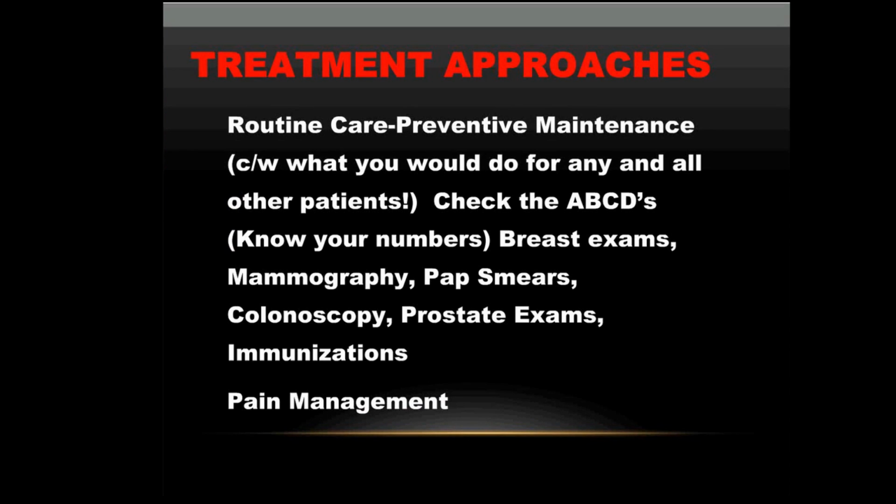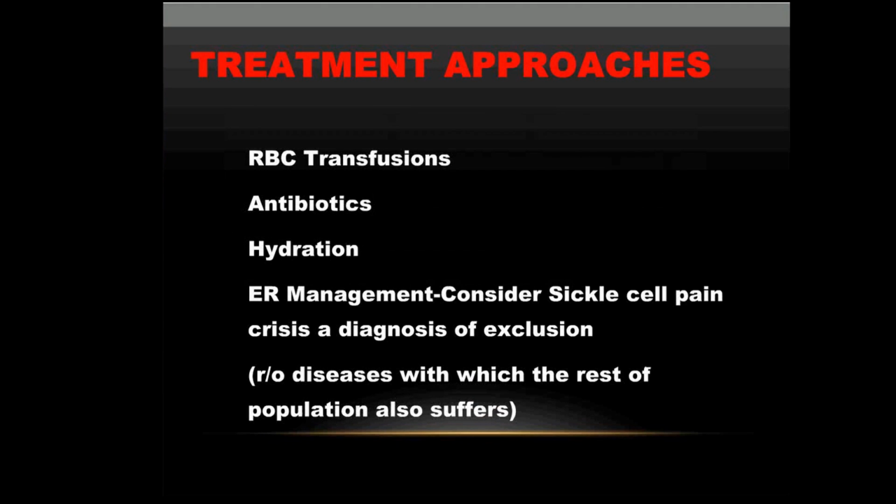Now, some of the treatment approaches that are really important, we want to make sure that we do routine care and preventive maintenance. So in other words, you want what you do with a patient with sickle cell disease to be consistent with what you do with any and all other patients. You want to check their ABCDs, hemoglobin A1C, the blood pressure, the cholesterol, or do depression screens. You need to teach them about knowing their numbers. We need to do breast exams. We need to do mammography.